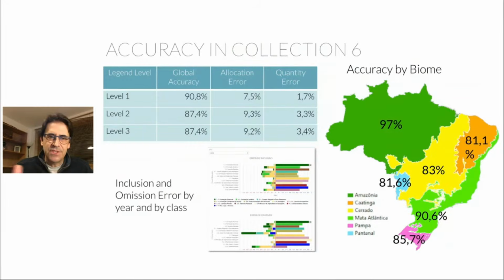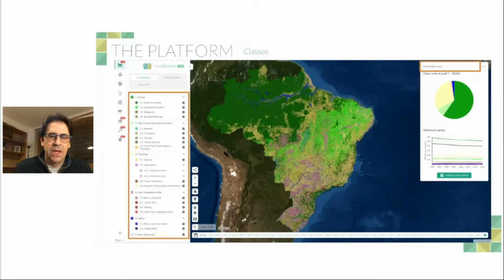Then the accuracy. We analyze the accuracy of the maps, not just the whole accuracy for the whole country, but also for each one of the regions, the biomes, as we say. And also we have the accuracy for each one of the classes that we are mapping. That's very important to help the users understand where they need to be more cautious when considering the data that we are providing to them.